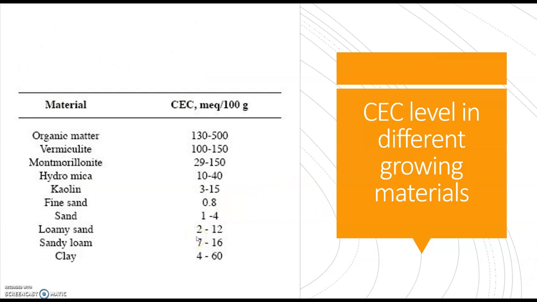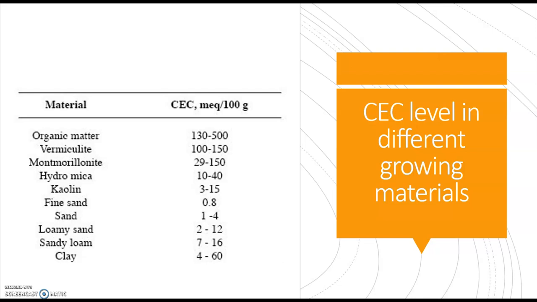Okay students, in our next page, this is also about CEC. It shows the CEC level in different growing materials. From top to bottom, the first one is organic matter. Organic matter, of course, is humus, or what is present in peat soil, or other organic matters like vermiculite. Vermiculite is also organic. Then montmorillonite. These three contain a lot of organic materials. That's why the CEC level is very high, especially for organic matter, where the CEC level can go up to 500, from 130 to 500.